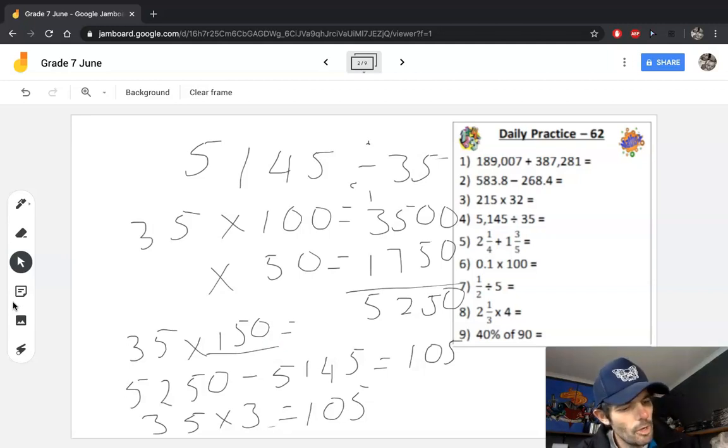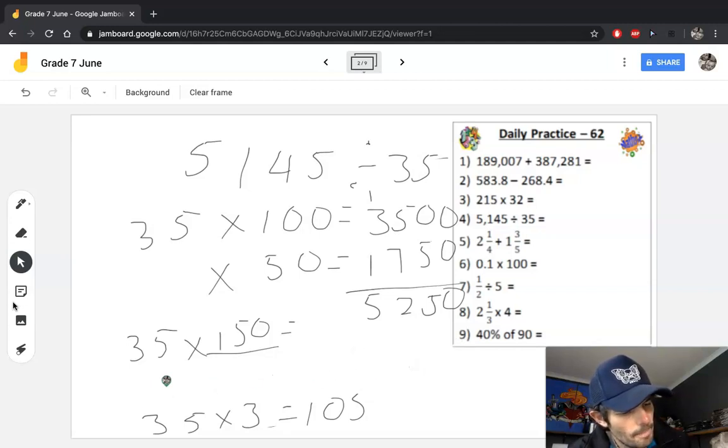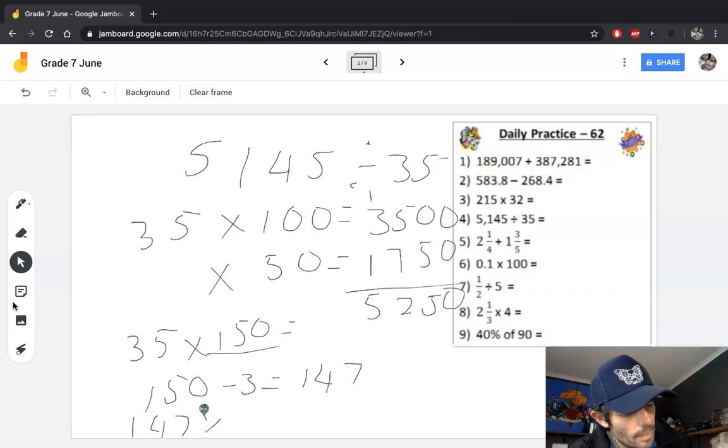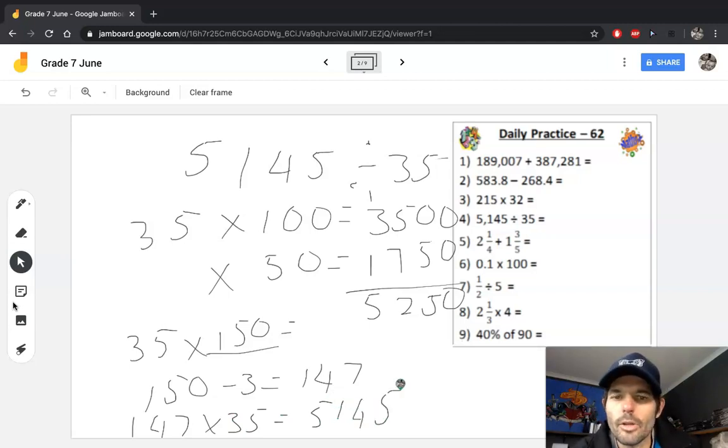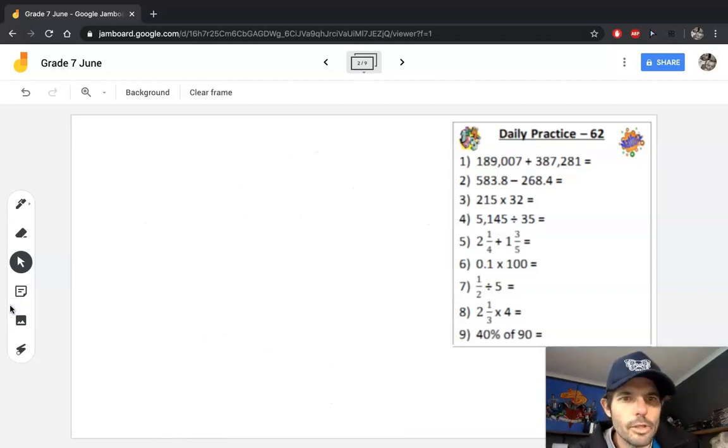Okay, so if I just clear some space, we'll know that 150 minus 3 equals 147. So 147 times 35 is equal to 5,145. Okay, so your answer is 147. Question 5 is the addition of fractions.